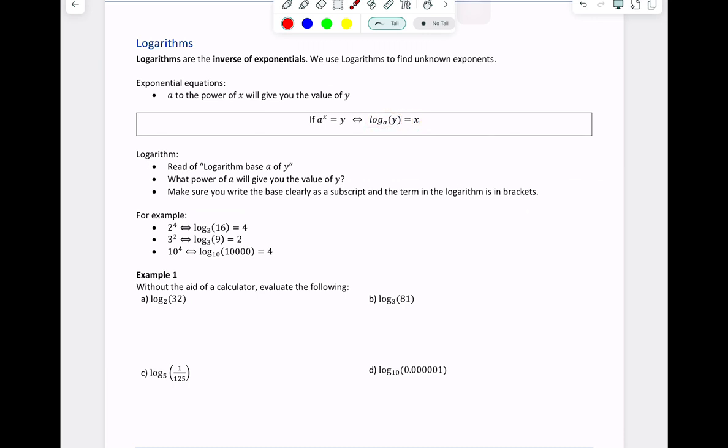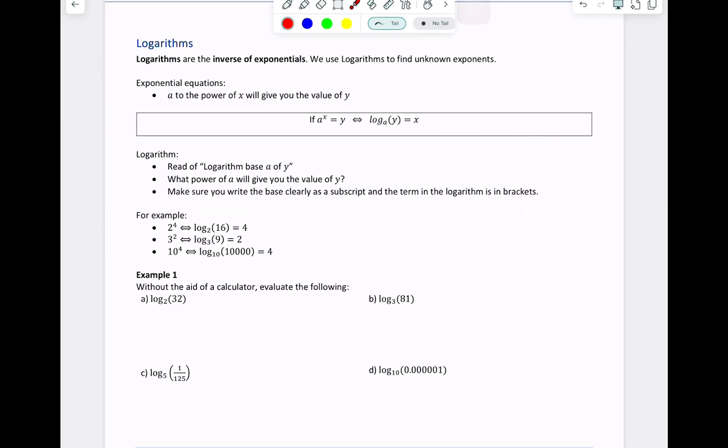Now, when we're reading this, we read it as the logarithm base a of y. Okay, log base a of y. In other words, if you actually want to calculate what that is, you say, well, what power of a will give you the value of y?